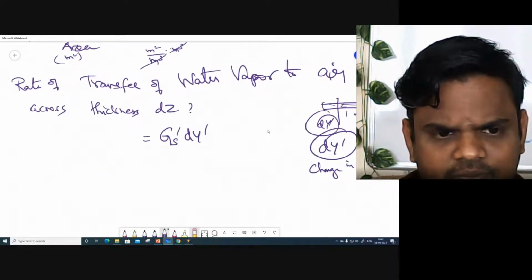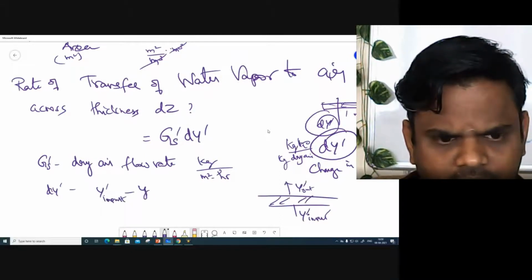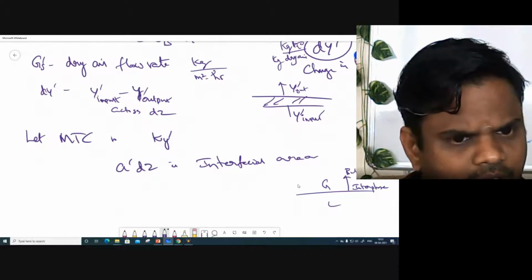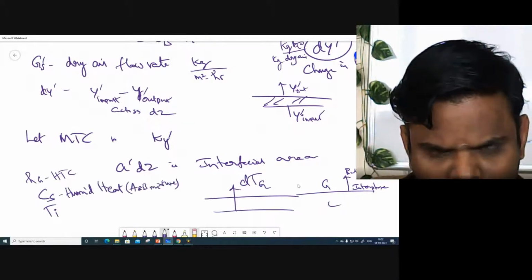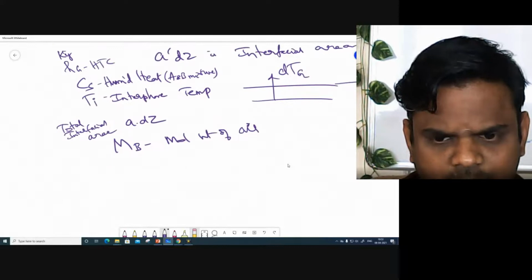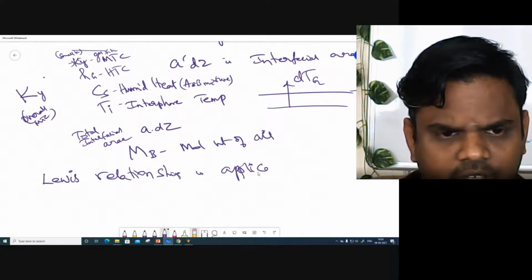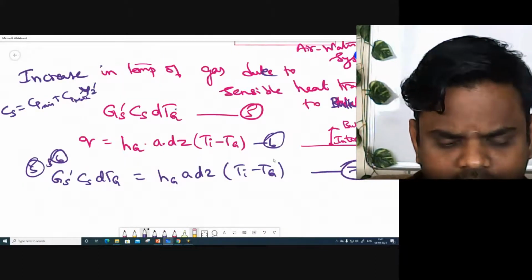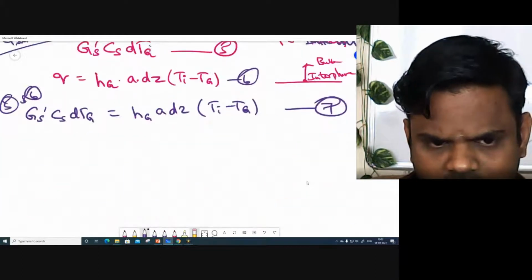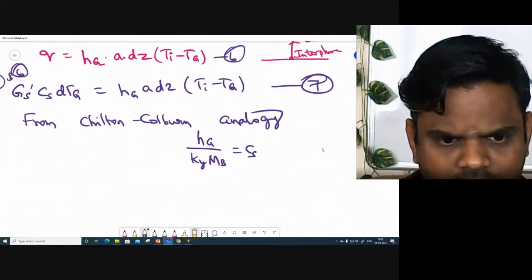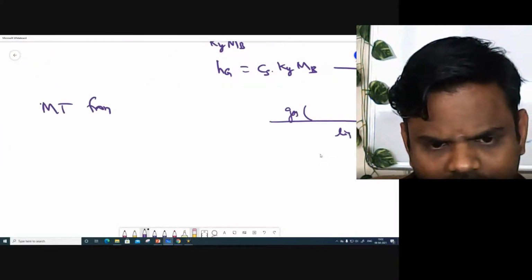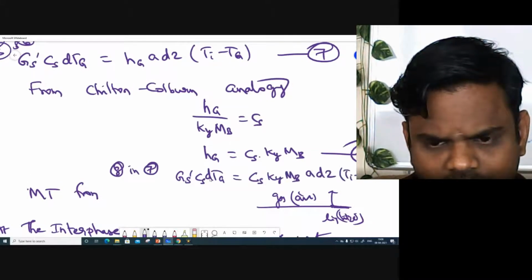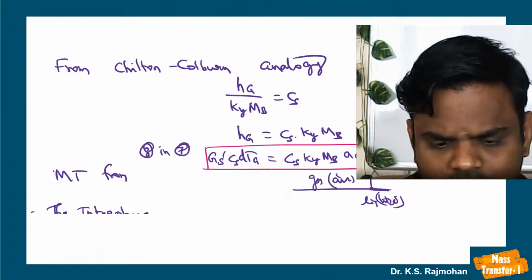Okay. So then the rate of transfer of water vapor to air across the thickness was considered, and we consider the Lewis, that means Chilton-Colburn analogy is applicable, so that was considered for air water system. And we stopped here after considering the Chilton-Colburn analogy. We substituted that equation number 8 in 7 to get Gs dash Cs dTg equal to Cs Ky Mb A dz into Ti minus Tg. So this is where we stopped due to shortage of time.